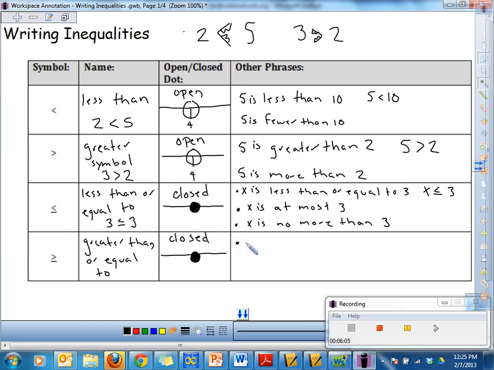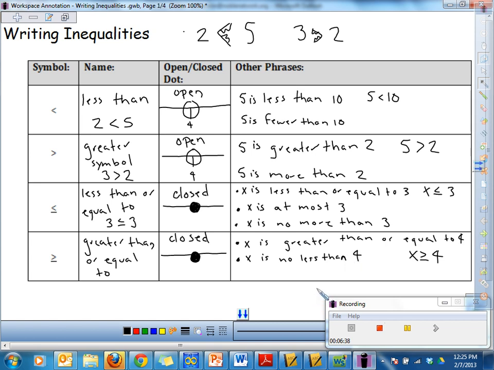Let's talk about the greater. The simplest one you're going to see is something like x is greater than or equal to, let's say 4. Well, x is greater than or equal to 4, so that's going to look like x is greater than or equal to 4. We'll talk about some other ones you might see. We might see something like x is no less than 4.